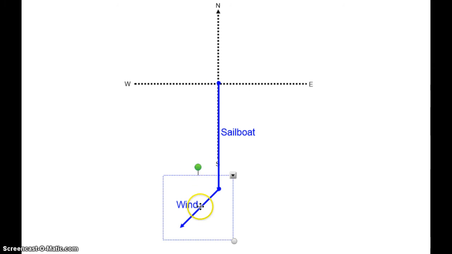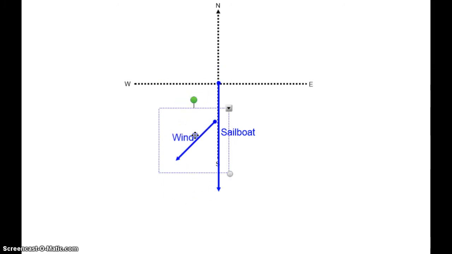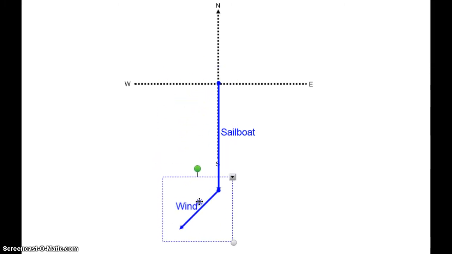So I've taken the vector that represents the wind's velocity and shifted it and placed it at the head of the vector that represents the sailboat velocity. The resultant is the vector that connects the tail of the first vector to the head of the second vector. So in this case, it is this vector. This is the resultant, which makes some sense.